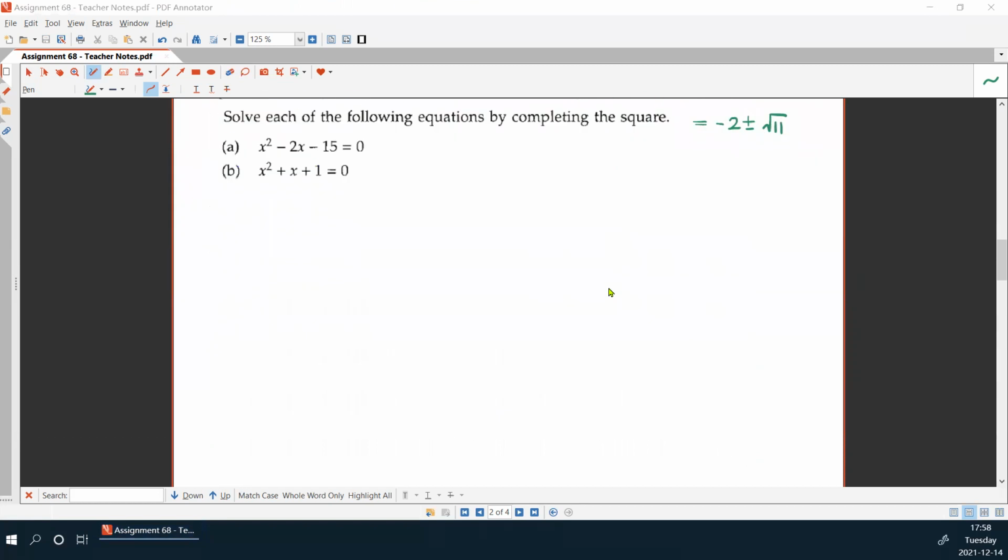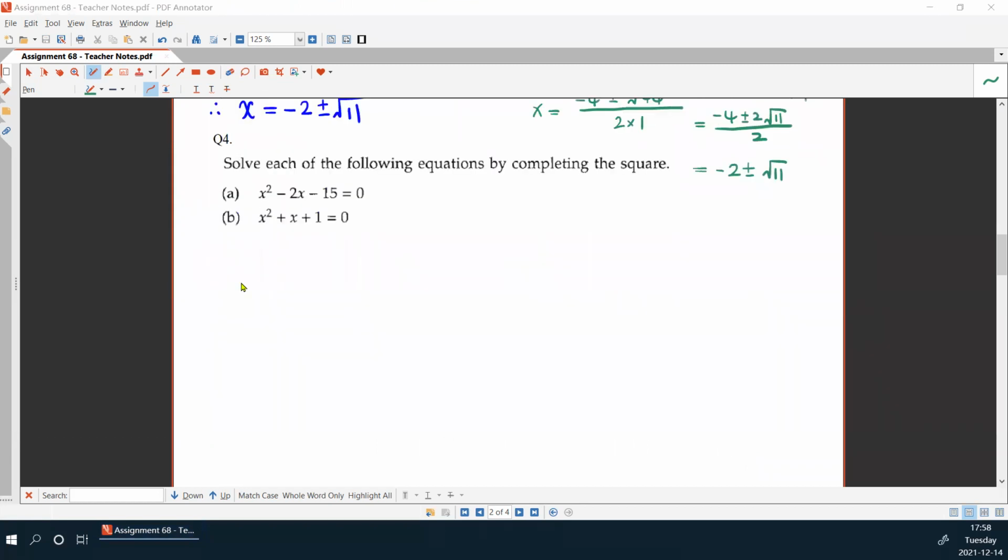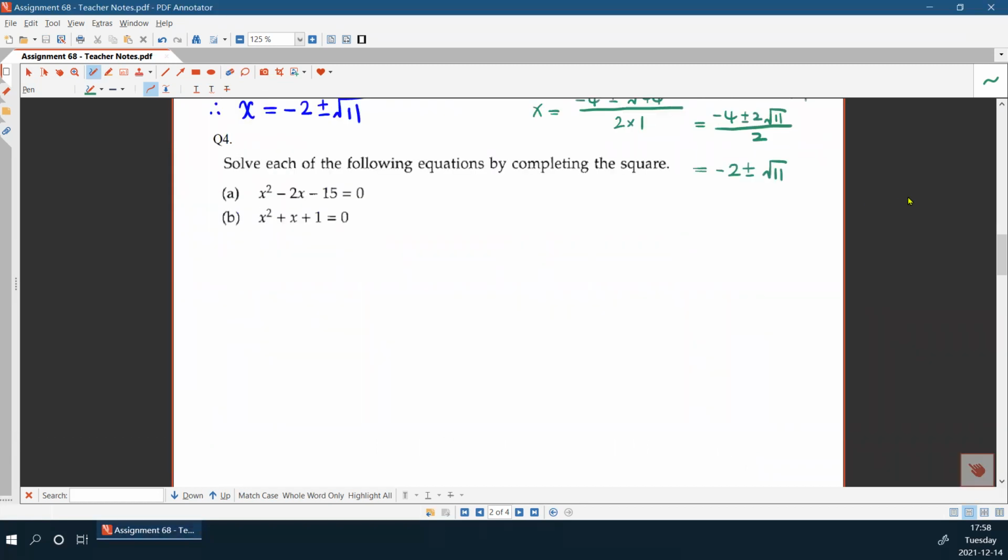All right, let's have a look at the next one. Question 4. Solve each of the following equations by completing the square. So this question specifically asks you to solve by completing the square. So let's have a look at, remember that completing the square means you can use this formula, right? A plus b squared is a squared plus 2ab plus b squared, right?